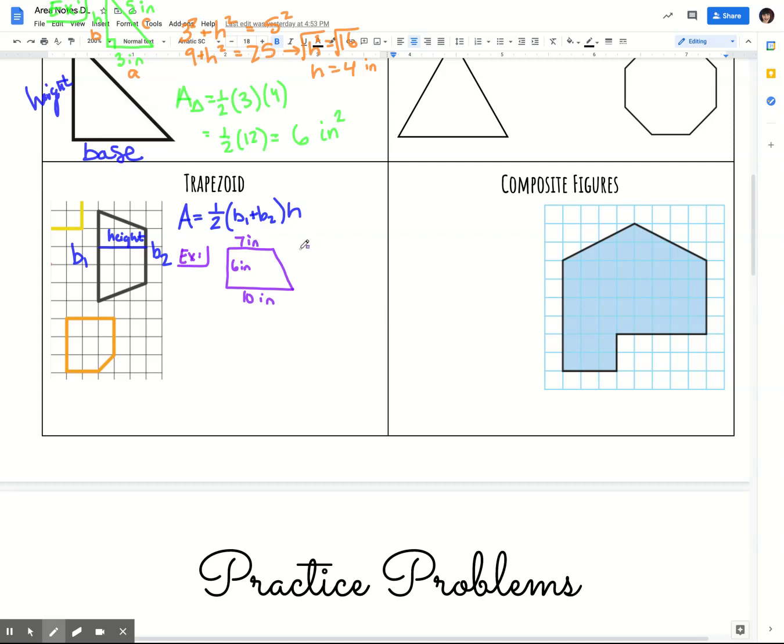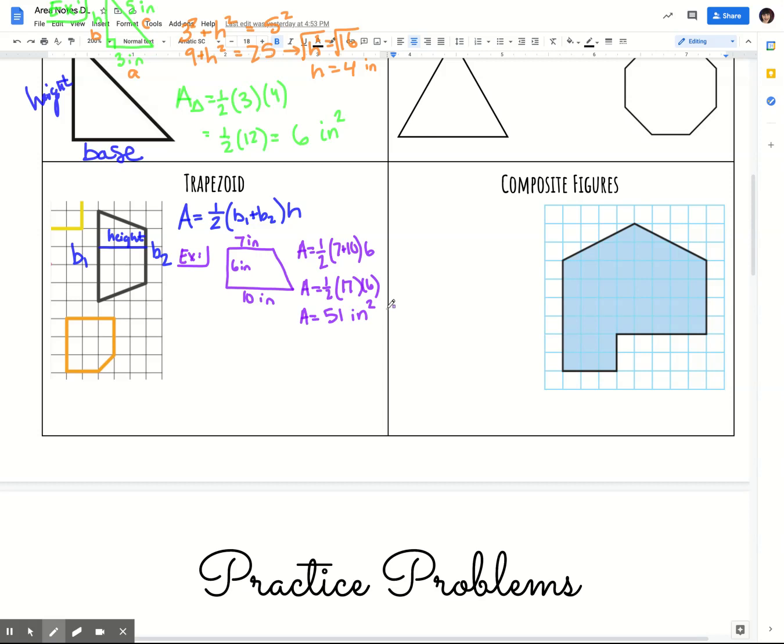Okay, so that means my area is 1/2 of my two bases are 7 and 10, so 7 plus 10. So that's B1 plus B2 times the height, which is 6. Okay, so my area here is 1/2 of 17 times 6. 17 times 6 is 102. And half of 102 is 51. And then I need my units, so inches squared.